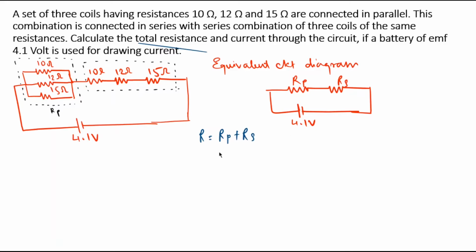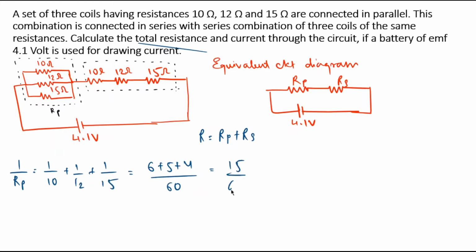So in order to calculate Rp plus Rs, we know the formula for parallel combination, that is 1 upon Rp equal to 1 upon 10 plus 1 upon 12 plus 1 upon 15, that is these 3 resistance values. This will give you 6 plus 5 plus 4 divided by 60, which is 15 by 60, which is equal to 1 by 4. So 1 by Rp is 1 by 4, which implies Rp is equal to 4 ohms.